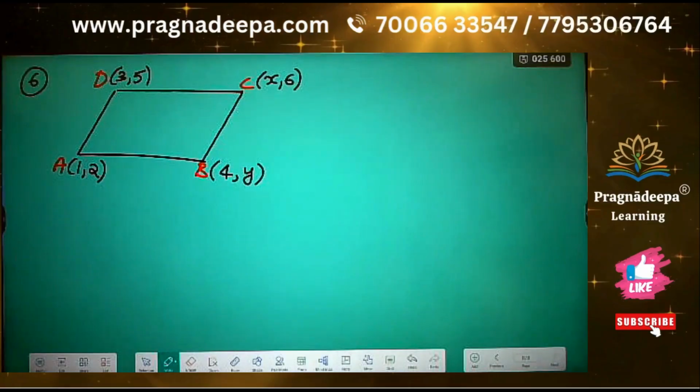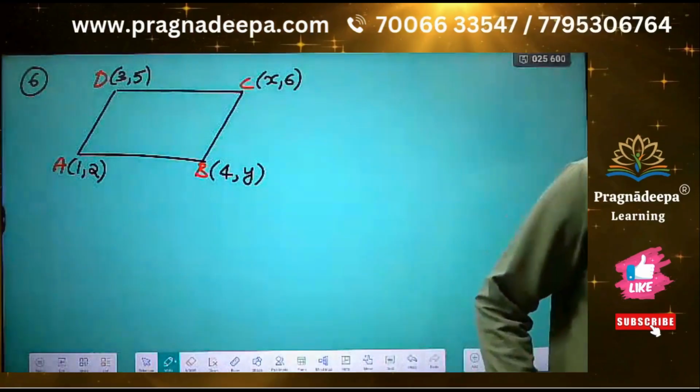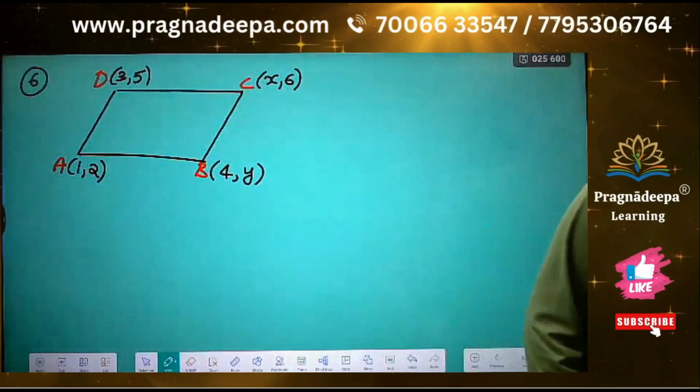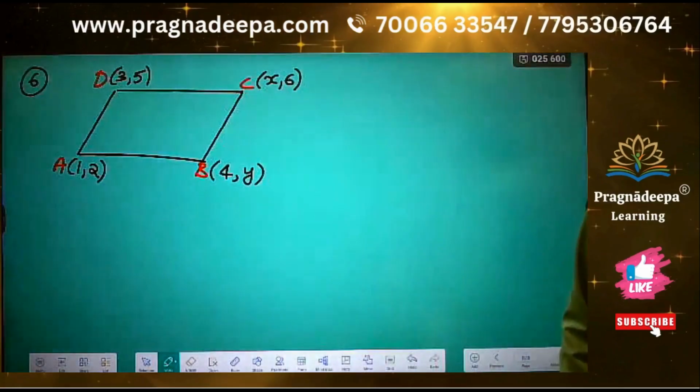By taking AB, BC, CD and DA, sir. ತಗೊಂಡು A, B, B, C, C, D, D, A ತಗೊಂಡು ಏನ್ ಮಾಡ್ತೀರಾ? AB is equals to CD and we can find no, sir, as it is a parallelogram. AB is equal to CD.